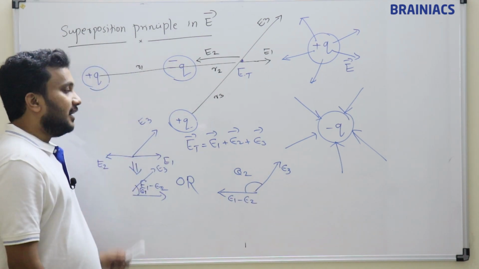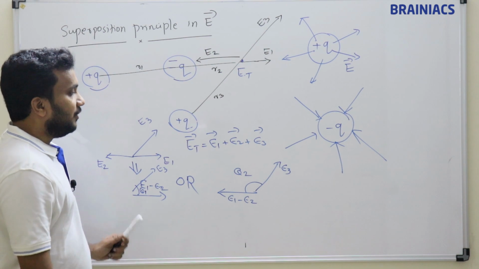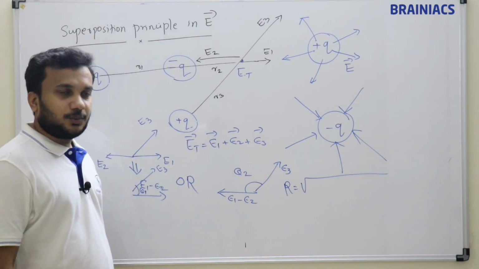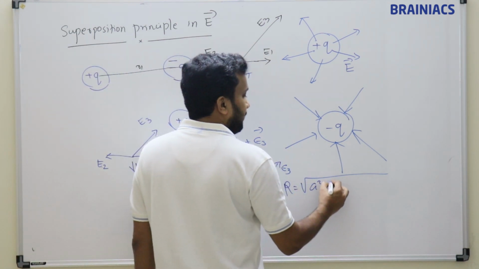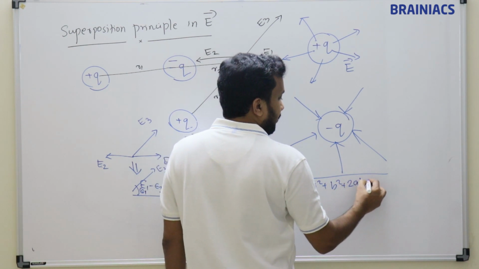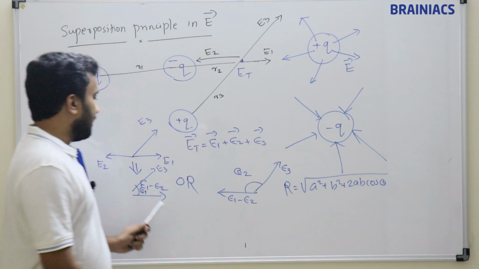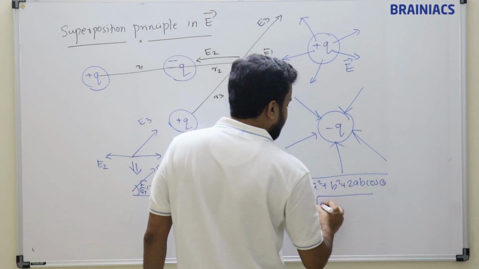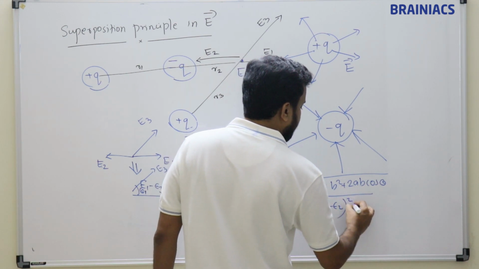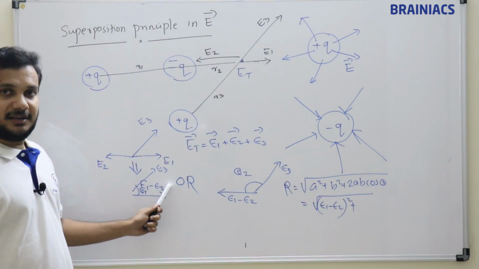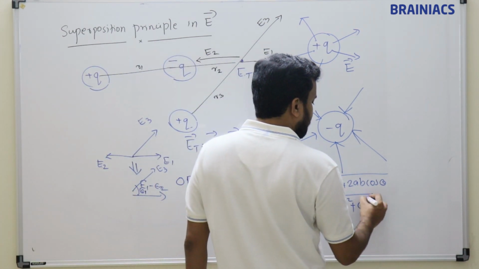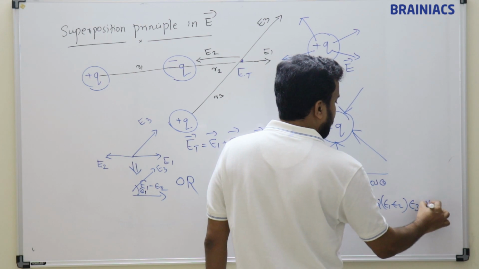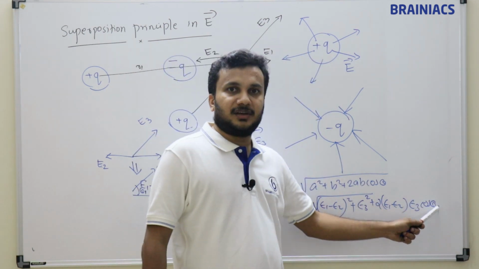So in this case, we have to find the resultant of two vectors. How are we finding the resultant of two vectors? The general formula is the root of a square plus b square plus 2ab cos theta. If you apply it to this case, what is your a? A is your first vector, E1 minus E2, the whole square, plus b, your second vector, E3 square, plus 2 into E1 minus E2 into E3 into cos theta 1. This is one case.